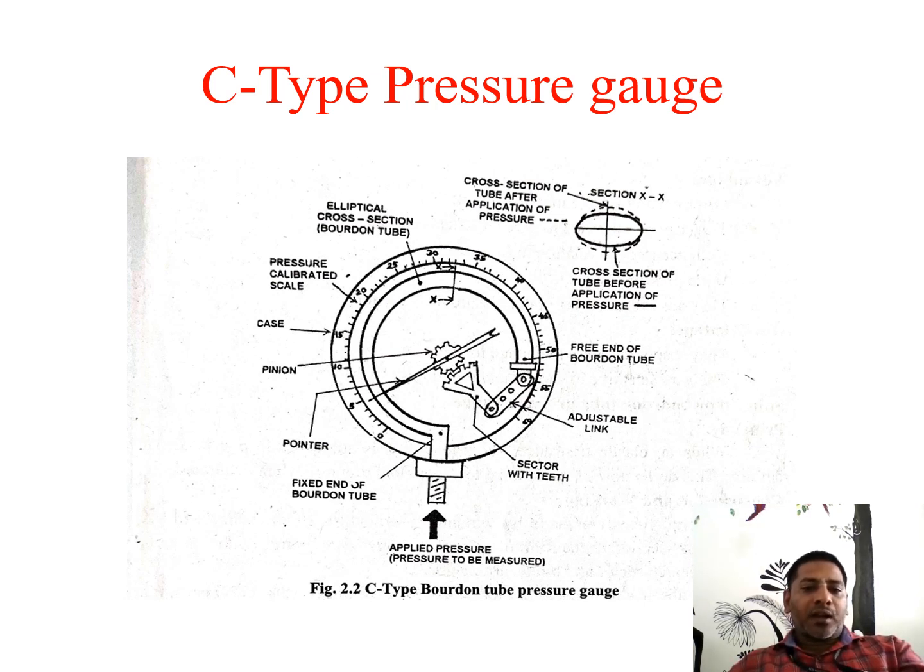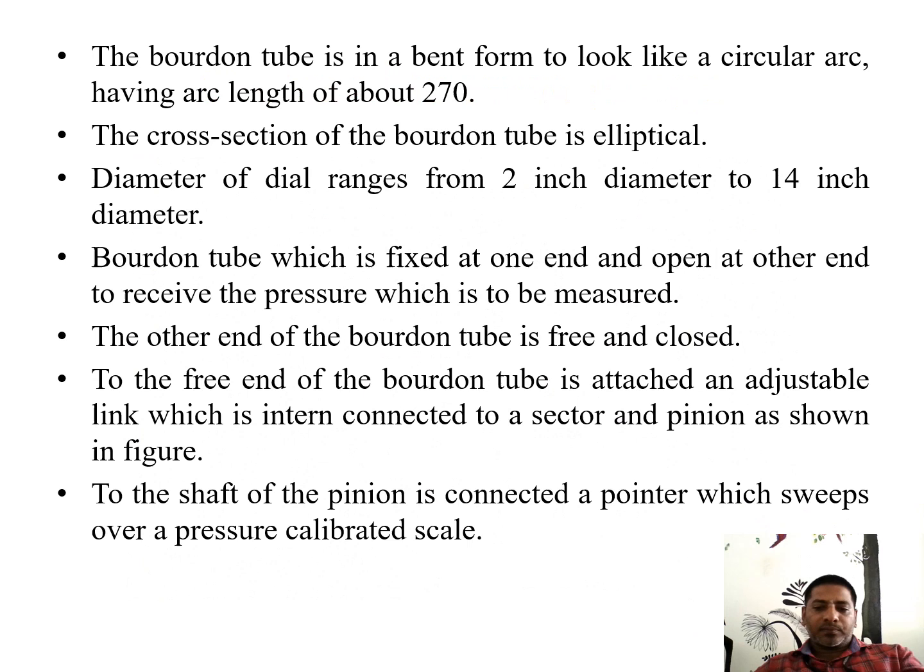There is an elliptical cross-section Bourdon type, and we see the cross-section of the tube before applying the pressure. And let's see the section X by X. There is the cross-section of the tube after the application of pressure, and it can be attached by the pointer to the pinion. In case of surrounding by the case, there is a calibration meter and the elliptical cross-section. It's a C-type Bourdon tube pressure gauge.